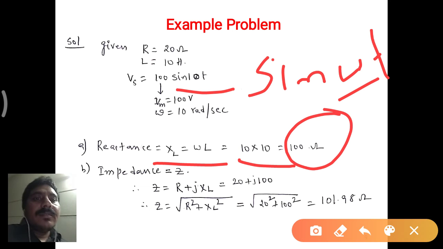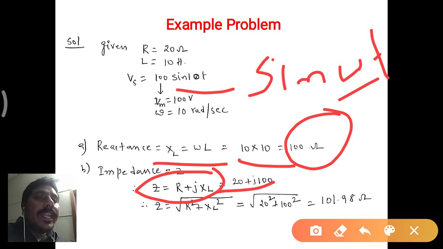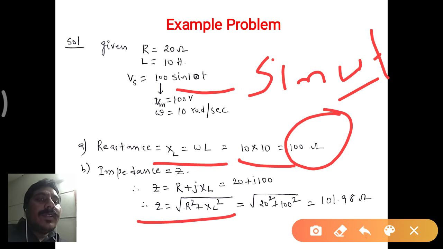Now the second bit is to calculate impedance Z. Already we know that Z is equal to R plus jXL, that is 20 plus j100. Here the magnitude of Z is equal to the square root of R square plus XL square. Substituting those values, we get 101.98 ohms.